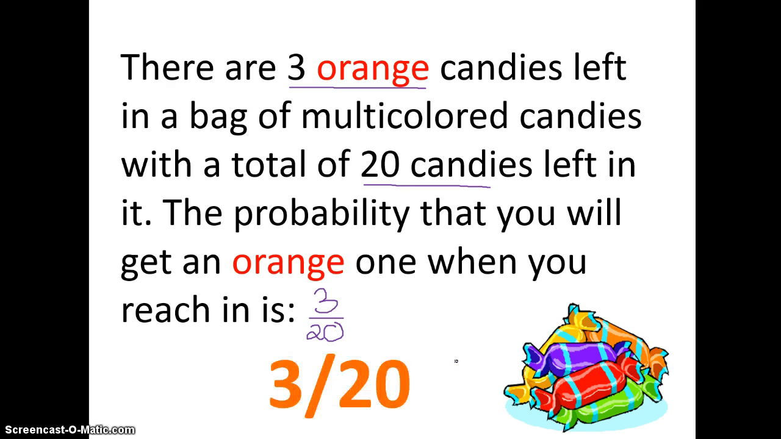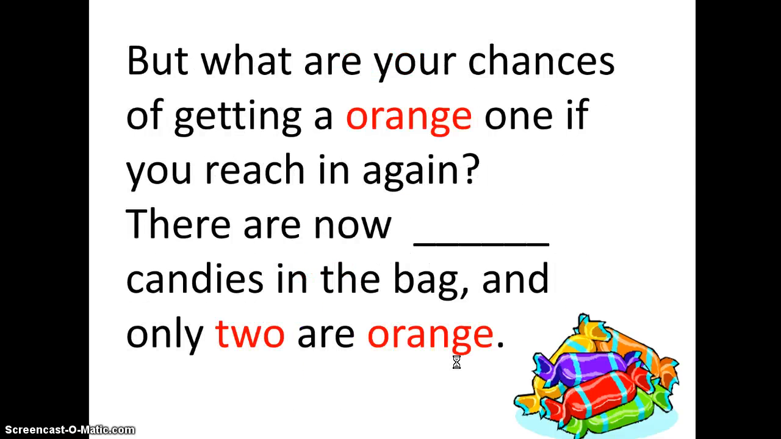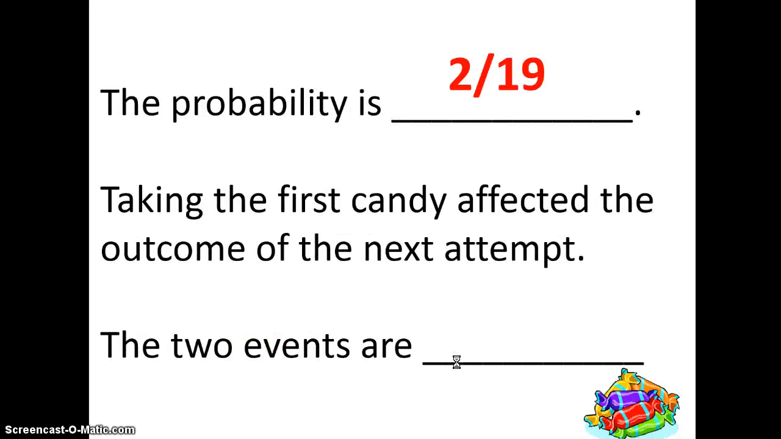And I'm going to enter and you'll see the same thing. But what if your chances of getting an orange if you reach in again? There are now 19 candies in the bag and only 2 are orange. Remember, one slide back, you pulled 1 out. So not only is there 1 less candy, there's only 19 now, there's also 1 less orange. So now your odds are 2 over 19.